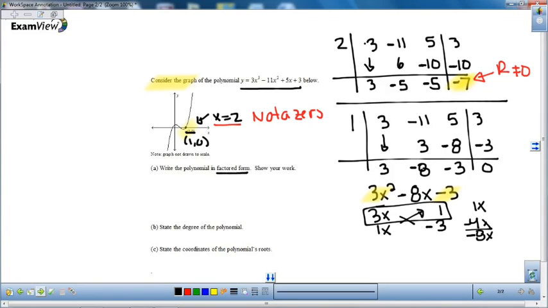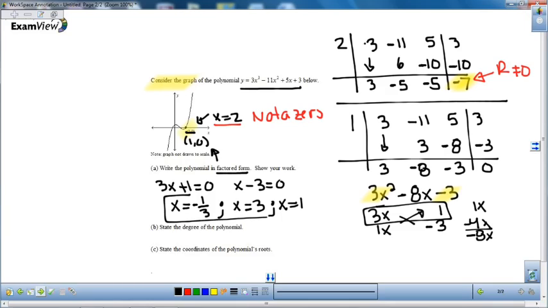So I'm going to write 3x plus 1 equals 0 and x minus 3 equals 0. So x is going to be negative 1/3, x equals 3, and then the 1 on the graph, x equals 1. Remember to change the 2 to a 1. So those are all my zeros.